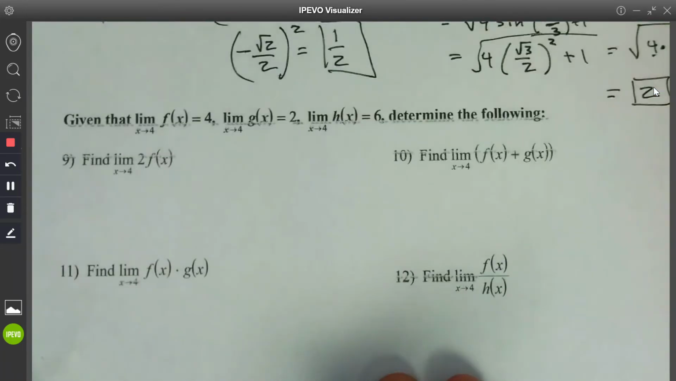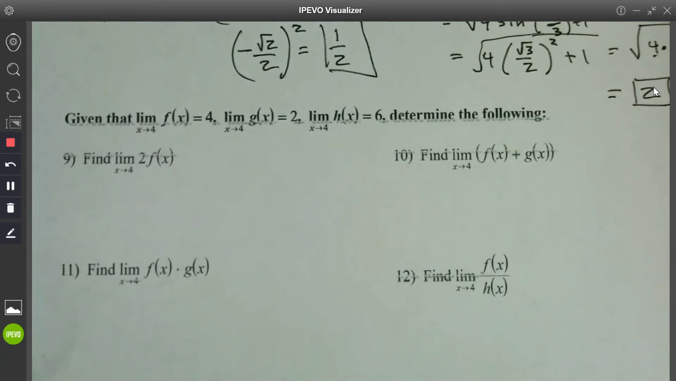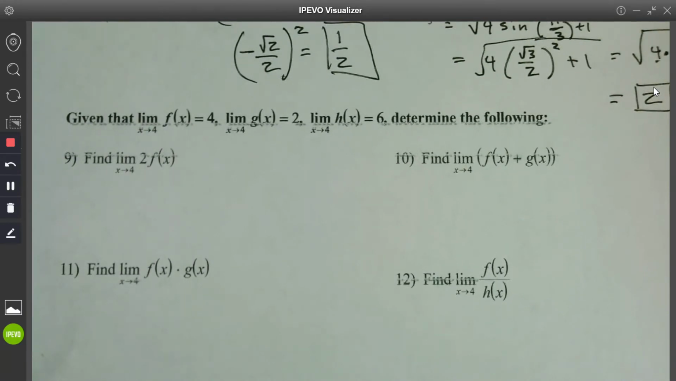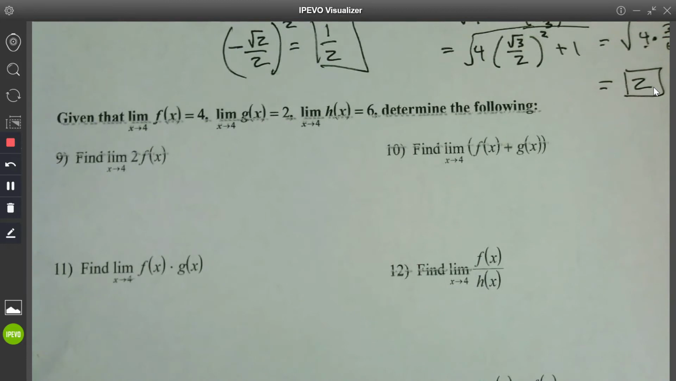All right, the bottom section. For this, you're going to have to use the properties of limits. And so, properties of limits, I gave you a list there. It's in the PowerPoint, and it's on the Google Classroom.